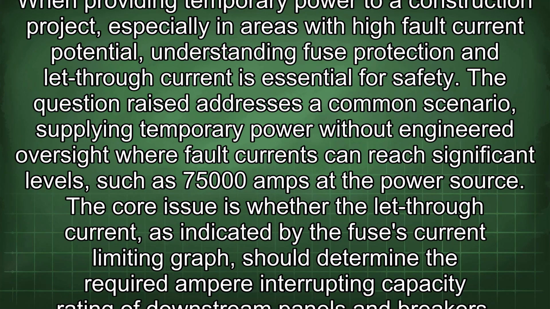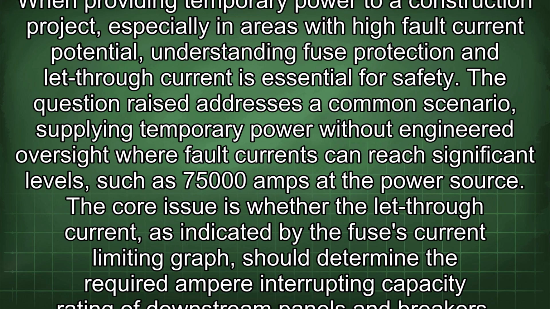When providing temporary power to a construction project, especially in areas with high fault current potential, understanding fuse protection and let-through current is essential for safety. The question raised addresses a common scenario: supplying temporary power without engineered oversight, where fault currents can reach significant levels such as 75,000 amps at the power source.